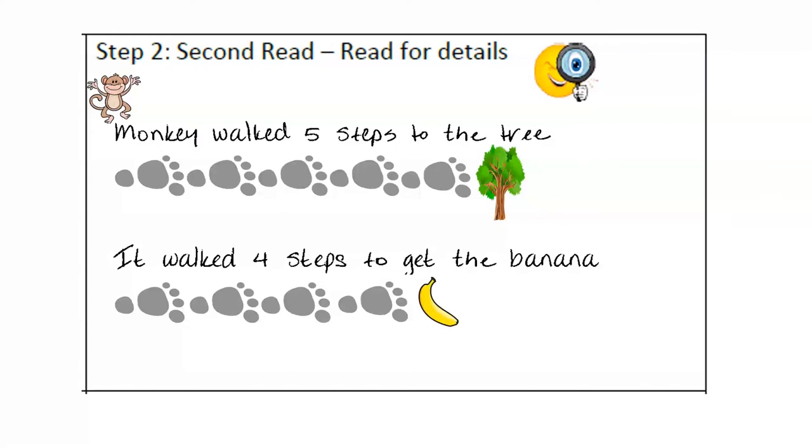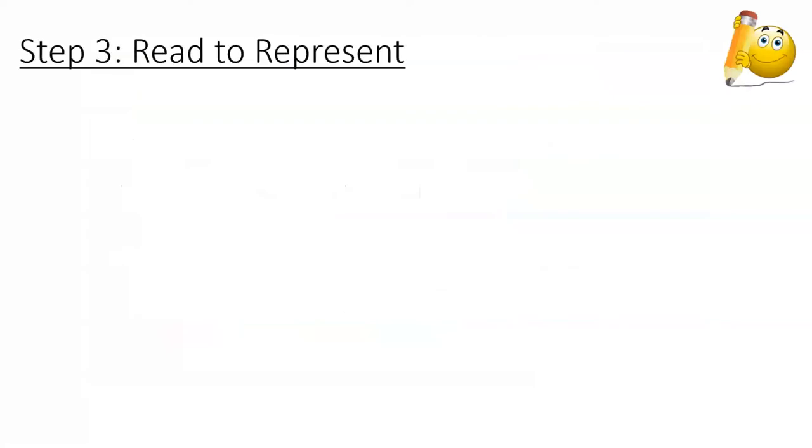Altogether, the monkey walked 1, 2, 3, 4, 5, 6, 7, 8, 9 steps, and each of the monkey's footsteps is equal to 6 inches. During our third read of this problem, we are going to read to represent.